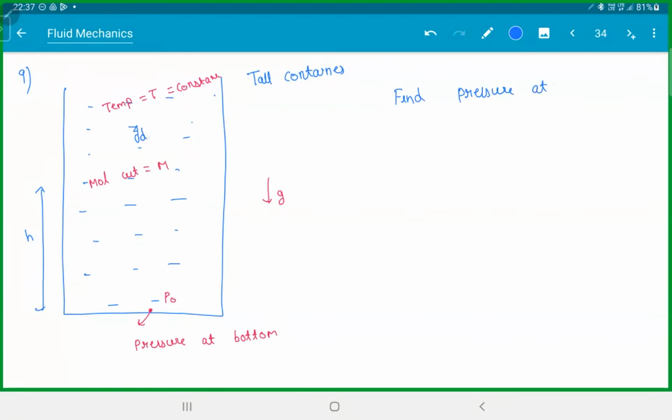Ideal gas, huh? Tall container filled with ideal gas at temperature T, molecular weight m, constant gravity. The pressure at the bottom of the container is P naught. Find the pressure at a height h. Get it? This is another standard question. Let's finish off the last one for the day. KTG, fluid mechanics.